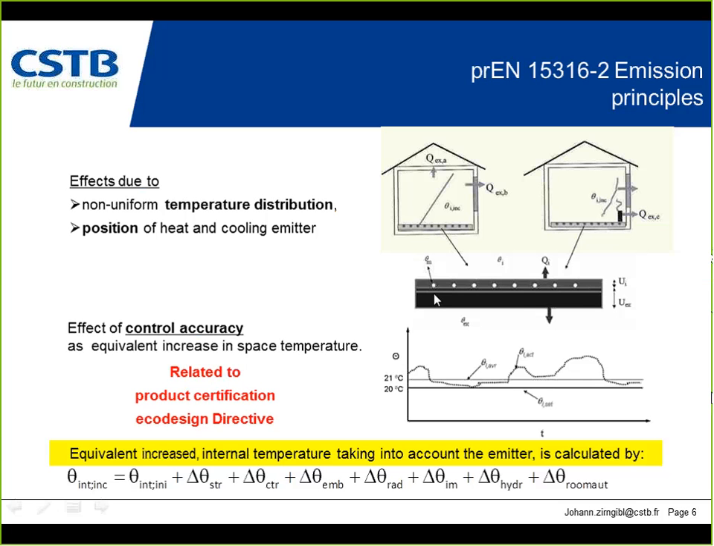So this is linked to the physical structure, and then you also have the effect on control accuracy. It shows here that depending on the quality of your regulation, it goes up and down. So we have a delta T, and these things are also taken into account. And then we come to an equivalent increased internal temperature, where all these different things are reflected in different delta T's, which are added to the internal temperature.